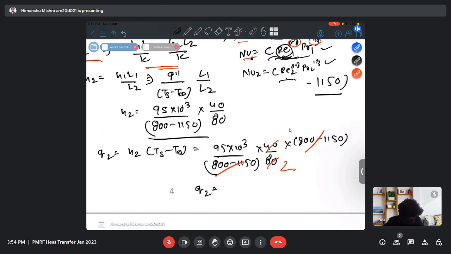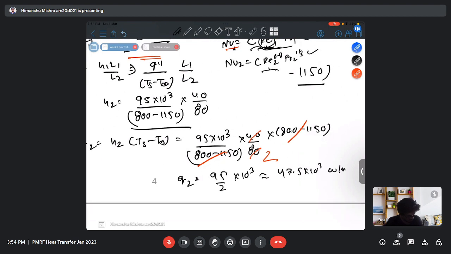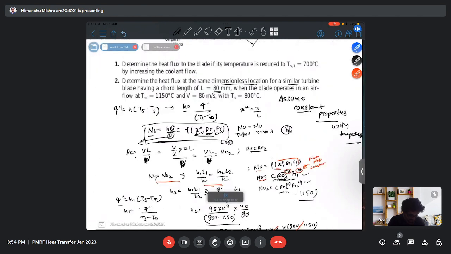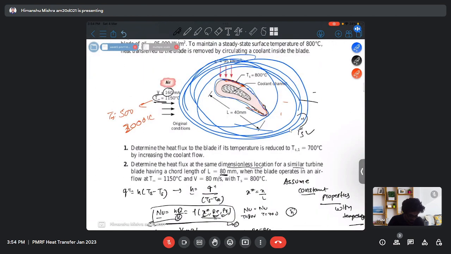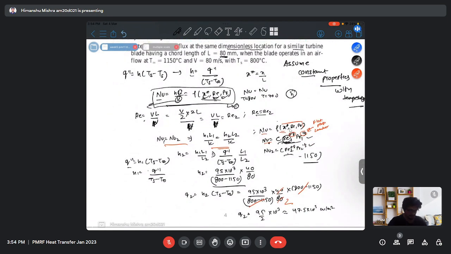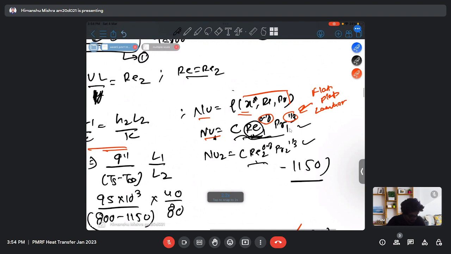So my Q2 will be just 95 by 2, 10 to the power 3, which is 47.5, 10 to the power 3 watt per meter square. So in this question, there is a change in the length of the object and the change in the velocity as well. And we found that we equate the Reynolds number, and we found that the Reynolds number is not changing. That means the Nusselt number is independent of Reynolds number, Prandtl number, and the non-dimensional length x naught.